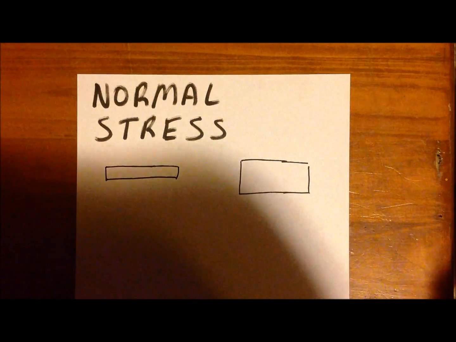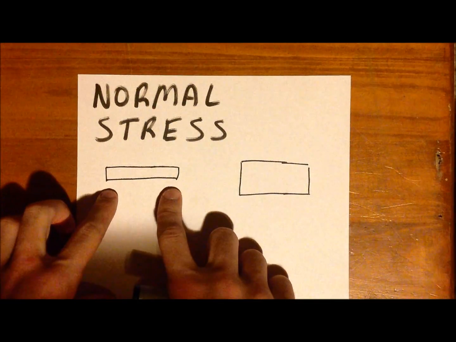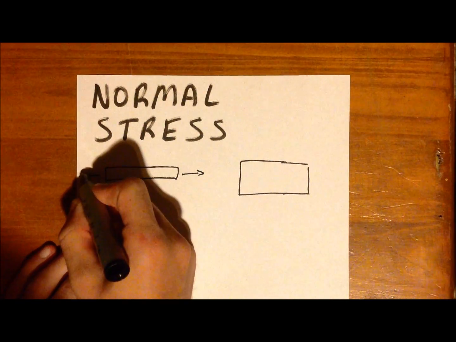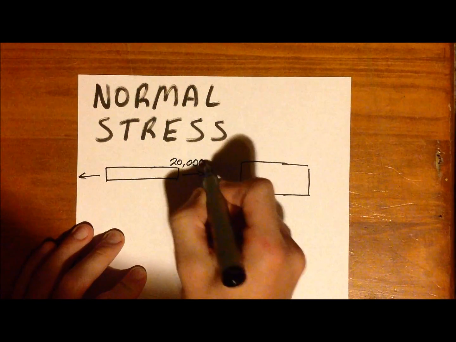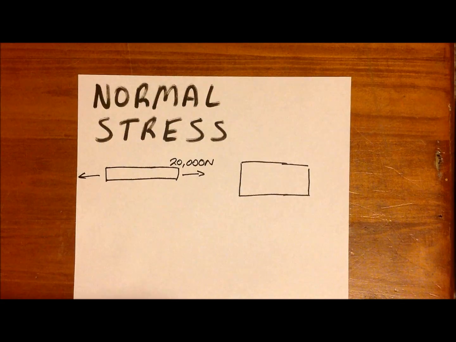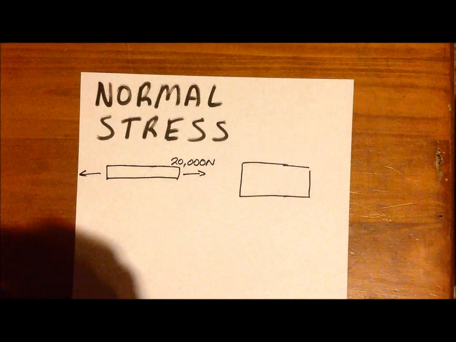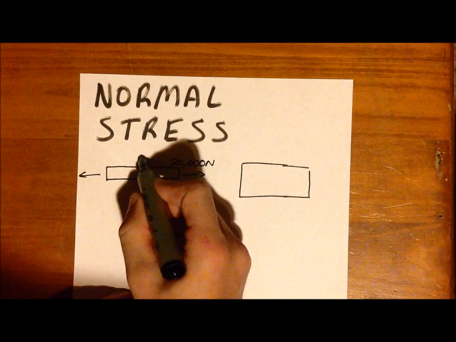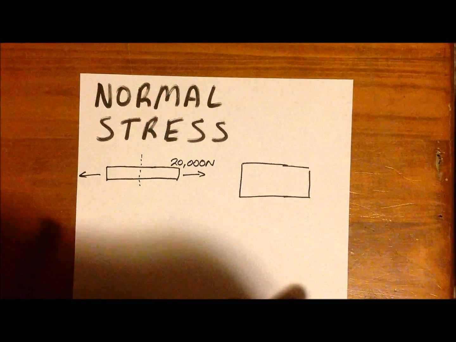Okay, so normal stress. Imagine we have a rectangular beam, just like this one, and we start pulling it apart, just like this, with a force of 20,000 newtons, or 20 kilonewtons. As we pull it apart, it undergoes a stress, and the reason we call it a normal stress is because this force is perpendicular to its cross-sectional area, or normal to its cross-sectional area.